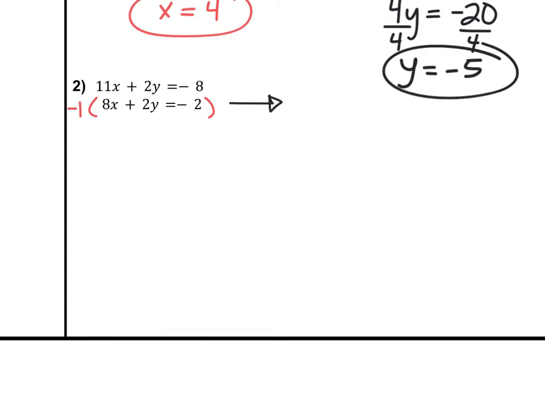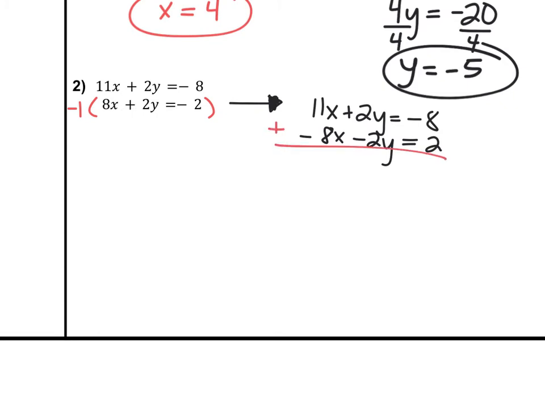And then we're going to rewrite. So let's rewrite our equations. The top equation is still the same. But on the bottom equation, everything is going to be multiplied by -1, which means it's going to be -8x, -2y, and +2. Okay, now that we have same number and different signs, we're going to add them up.